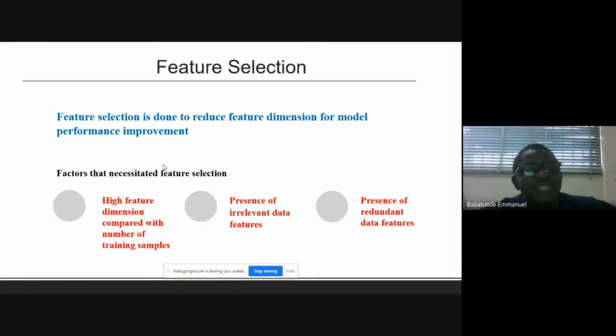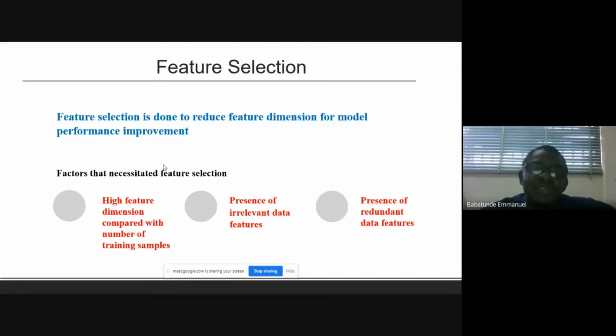Now, what are the factors that necessitated feature selection? Number one is what is called the curse of dimensionality. You have too many features as compared with the number of training samples. So when you have very high feature dimension compared with the number of training samples, then there is need for feature selection.